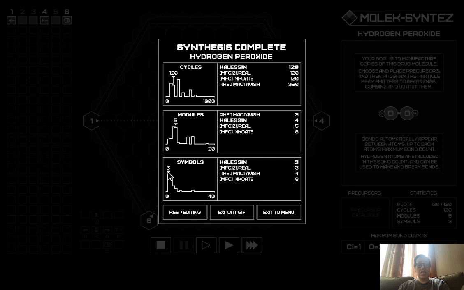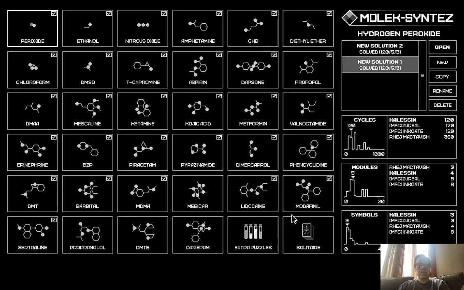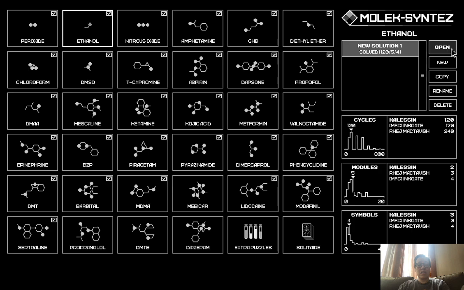And then in symbols, I'm the best so far, which is, I believe, the track up in the upper left, but I'm not so sure about that. Well, anyway, we could keep editing to try to get a better score, like to reduce our cycles. But I'm gonna exit and go to the next puzzle. Ethanol. Create a new solution, open it.